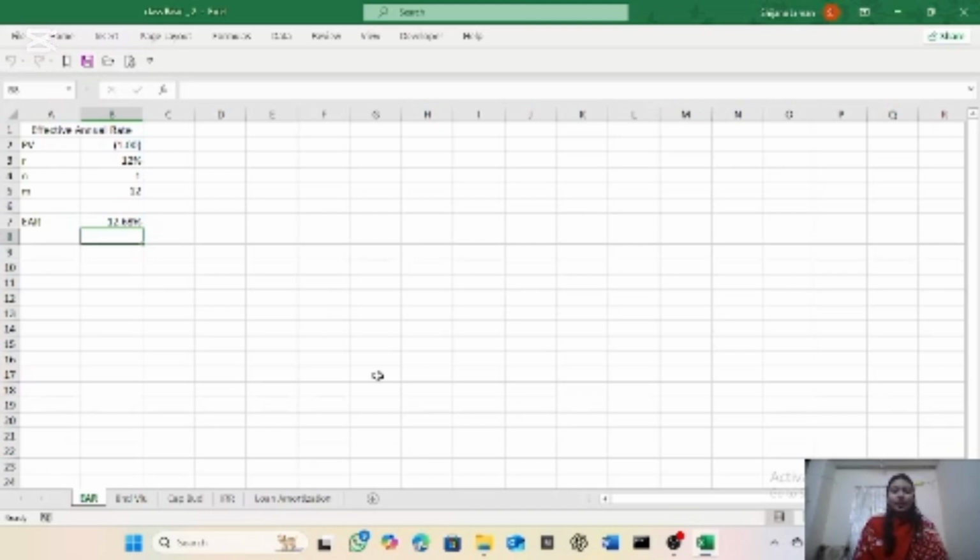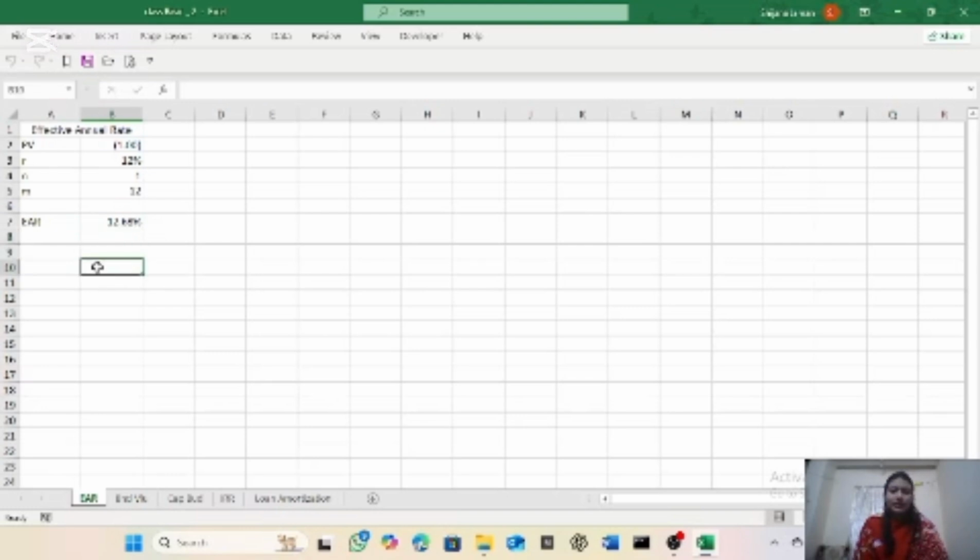Today I'm gonna show you how to calculate effective annual rate, bond valuation, capital budgeting, IRR and loan amortization. So first of all, we are calculating effective annual rate. Here our present value is 1 and it is a minus figure. R means rate, 12%, N means year, 1 year, M means month, 12 months. So now we are calculating effective annual rate.